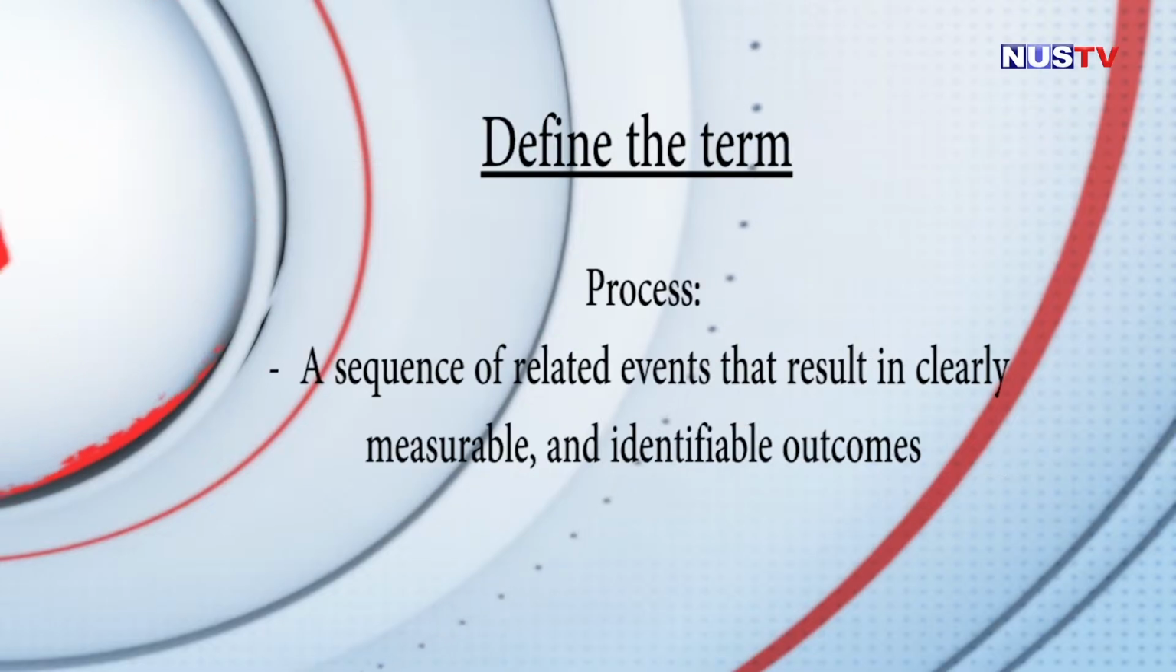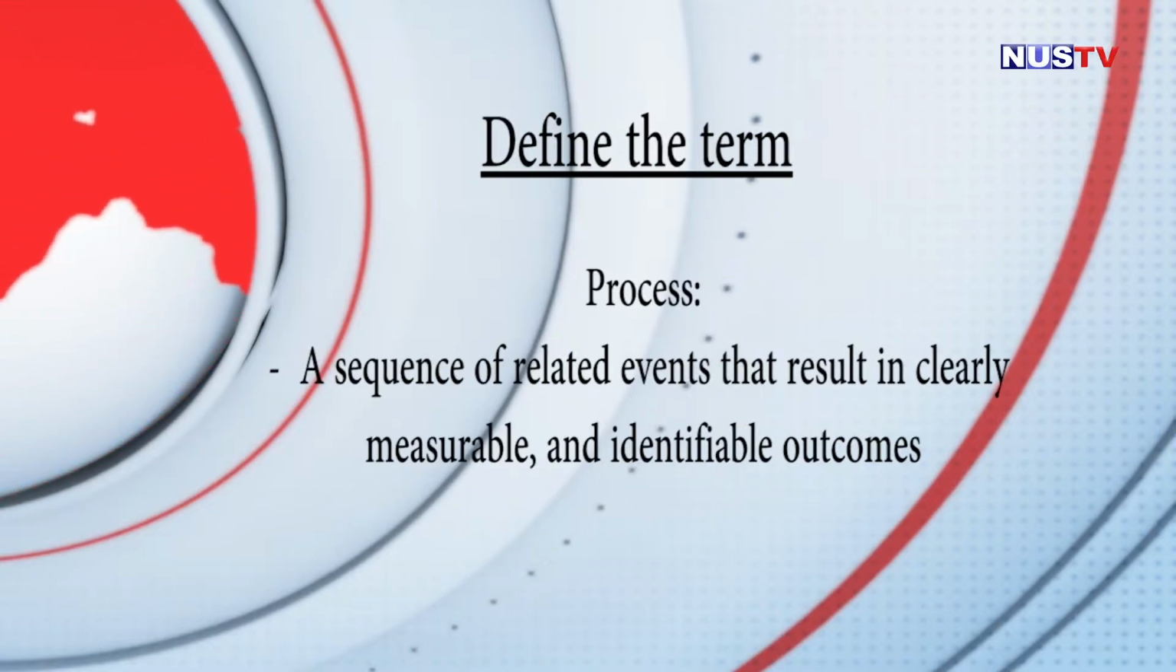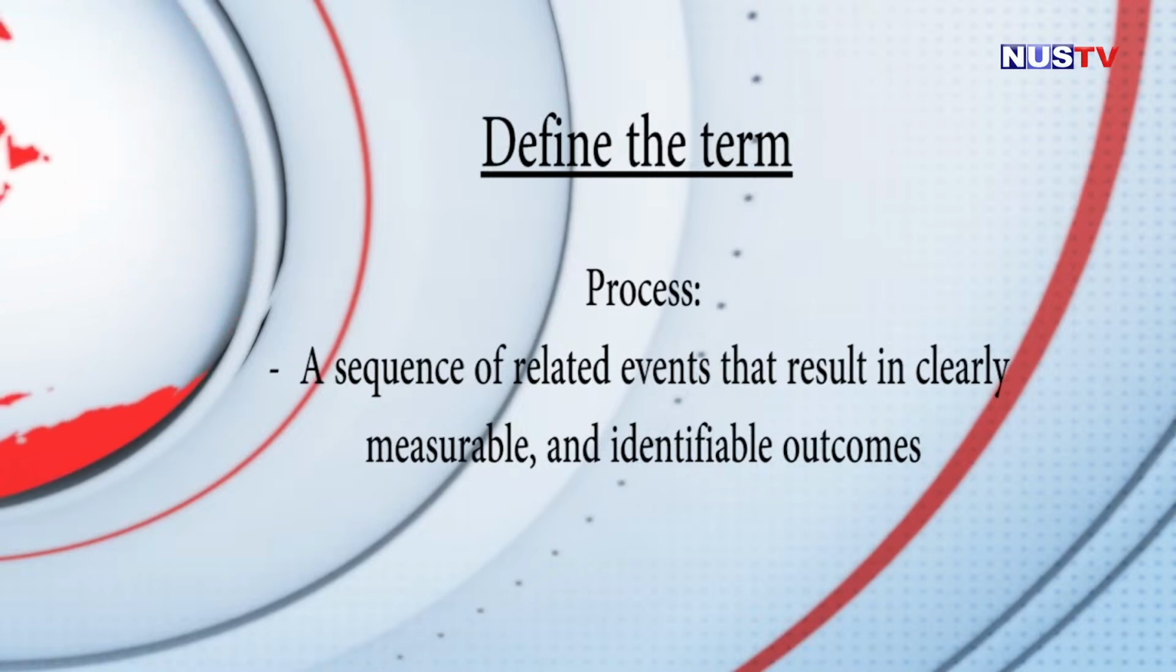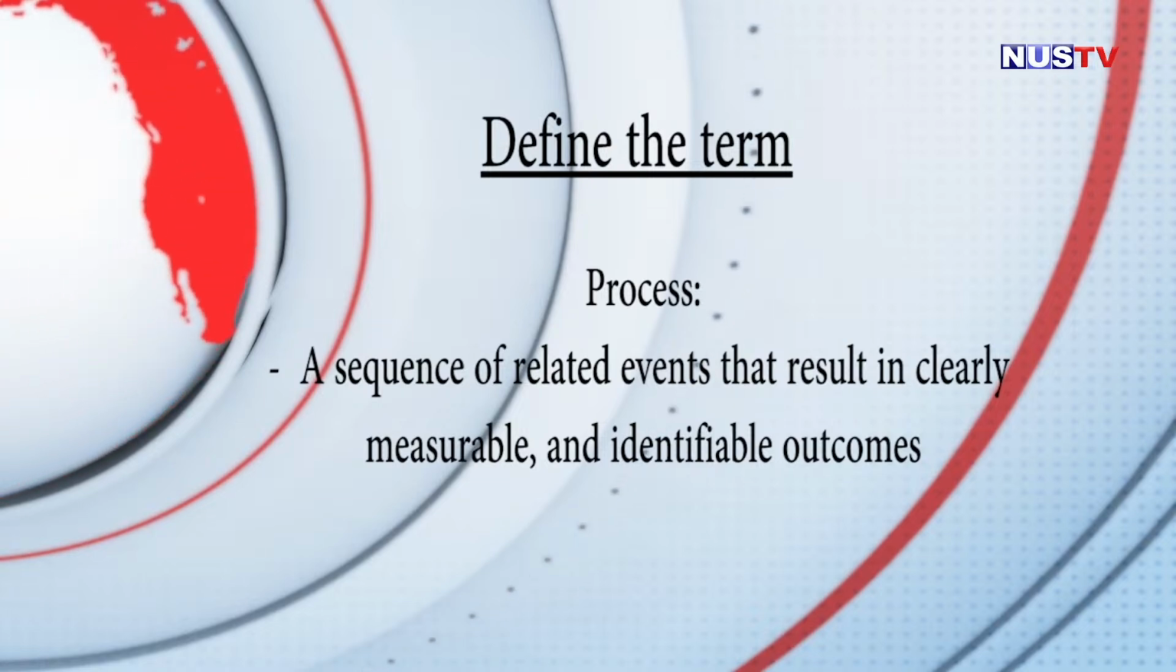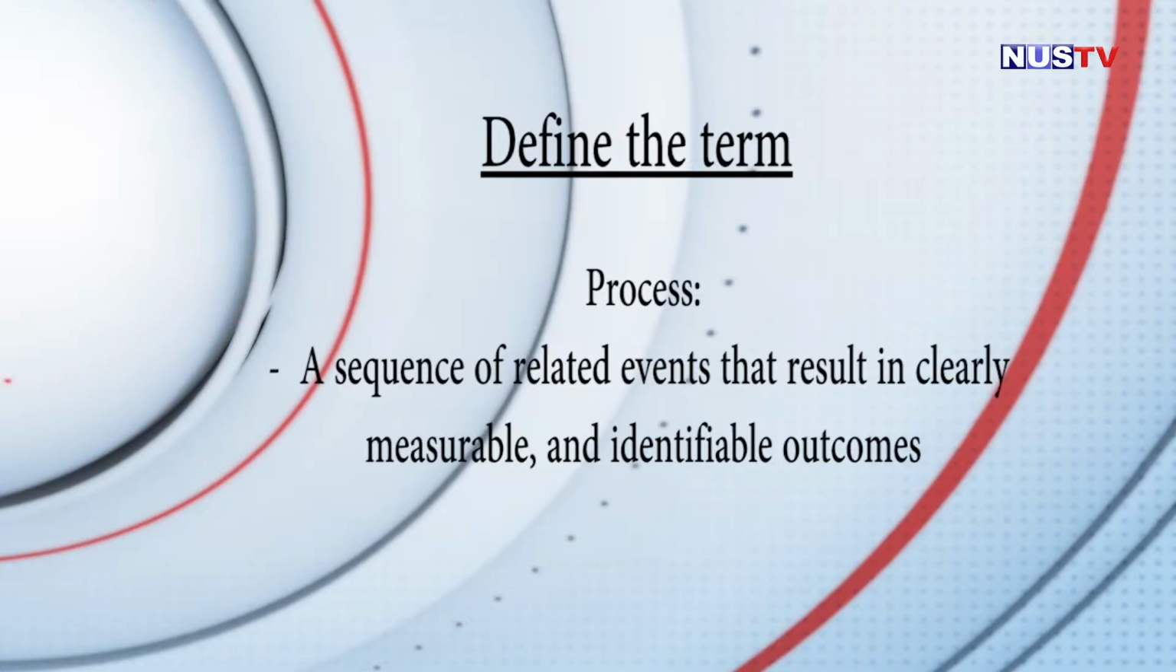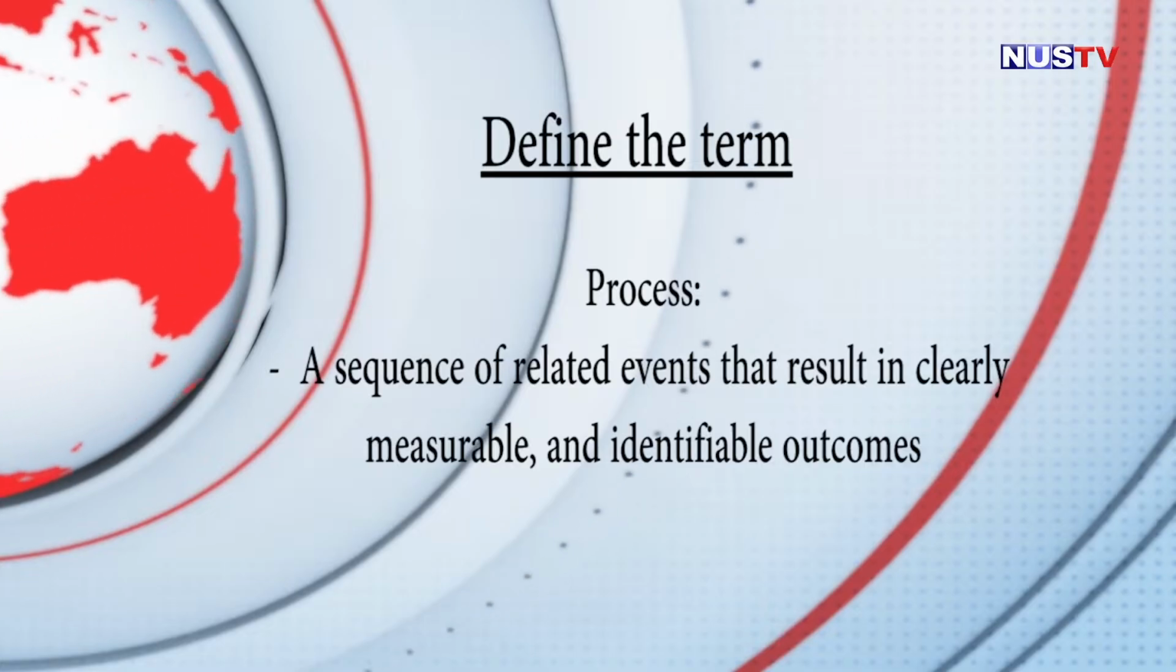Okay, let's look at process on its own. A process is a sequence of related events which result in clearly measurable and identifiable outcomes.